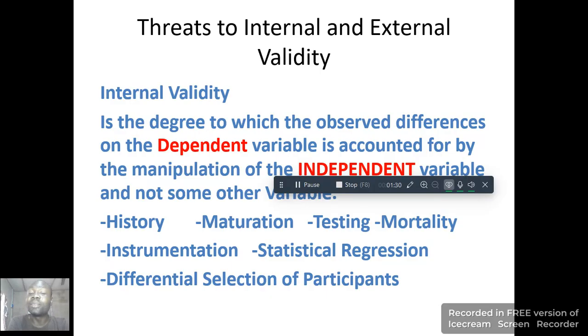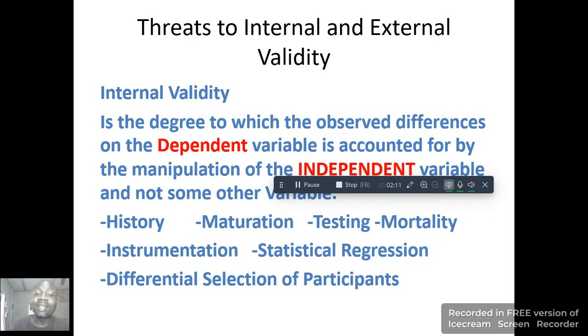variable. Our dependent variable could be achievement, it could be interest, it could be temperature. The degree to which the observed differences, when you start the experiment, the dependent variable will be observed. Maybe there's a pre-test, there's a post-test. The achievement in the beginning of the experiment before the treatment was administered, maybe the student scored 7 over 10. And the observed difference is that at the end, the student now scored 10 over 10.